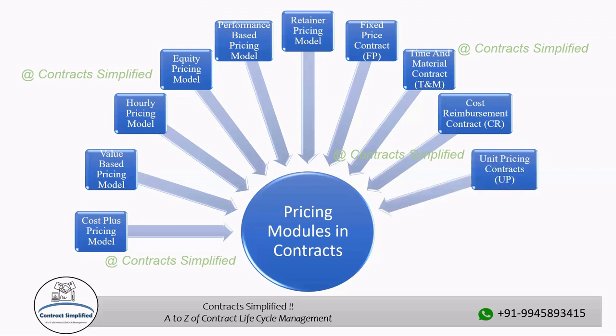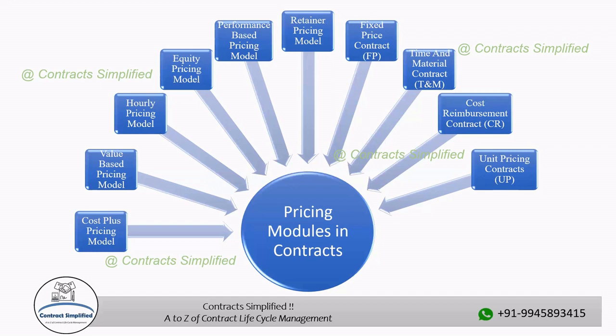Next one is unit price contracts. Unit pricing contracts, often referred to as unit price contracts, are a type of procurement contract used in construction and other industries. It is a contractual agreement between the buyer and the contractor where the contractor is compensated based on the quantities of work completed and units delivered multiplied by agreed upon unit prices.